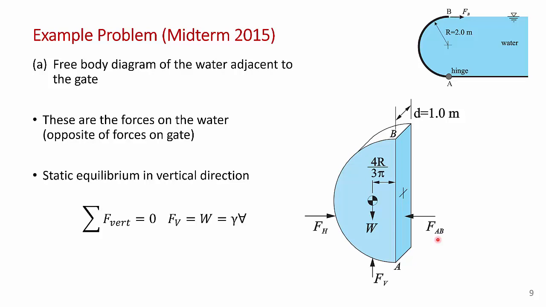Okay, so if we do static equilibrium in the vertical direction, the sum of the forces in the vertical direction is zero because this fluid's not moving. We can see that the vertical force is just equal to the weight of the water. And we've got the line of action here from the table in our textbook. The weight of the water is gamma times the volume. The volume is for a unit depth into the page, so it's pi r squared divided by 2, because it's half a circle, times depth. So FV is gamma times pi r squared upon 2 times depth.